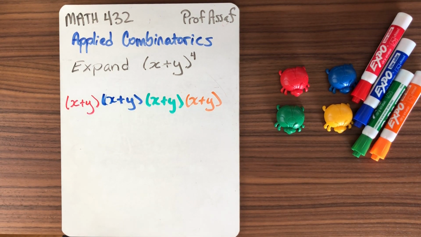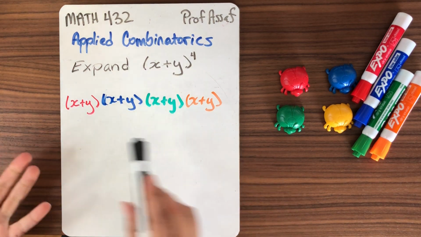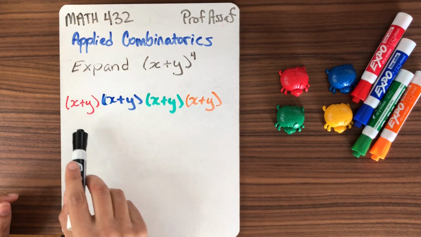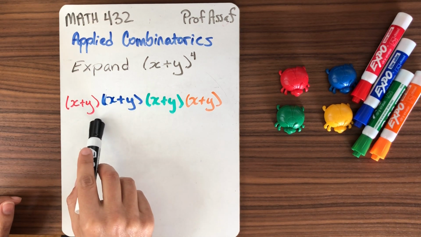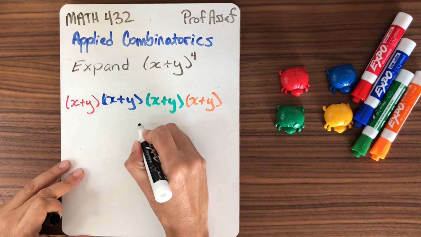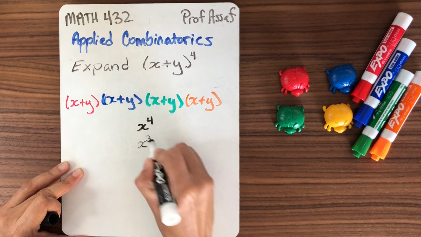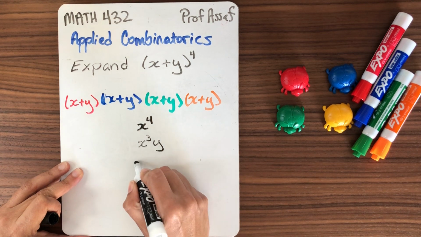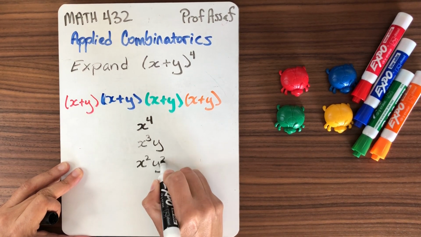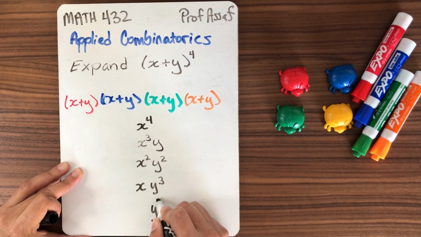So the shortcut I'm going to look for is I'm going to think about what terms are going to show up. There are only so many things that can show up. I can't get x to the 5th, for example. In fact, I know that because each of these is degree 1, right? I know that whatever I'm going to get is going to have total degree 4 because there are 4 terms. And I'm either picking the x's or I'm picking the y's. So I can think about what are the terms that are going to show up. Well, I could take all x's, or I could get 3 x's and a y. That's another way to have degree 4. I could get 2 x's and 2 y's. I could get 1 x and 3 y's, or I could get all y's.